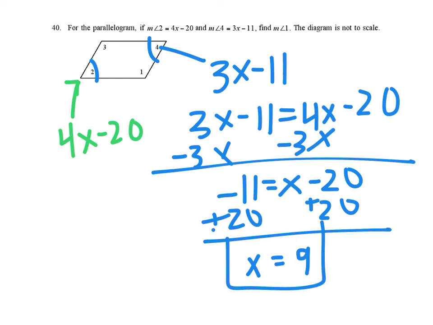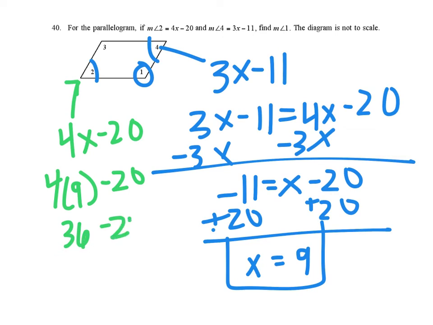Now we're really trying to find the measure of angle 1. So to do that, I'm going to go ahead and plug 9 into one of my equations. We'll just do 4x minus 20. So we're going to do 4 times 9 minus 20, which gives me 36 minus 20, which equals 16. So that tells me angle 2 equals 16.